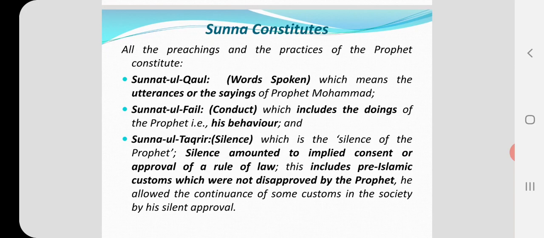Now, a question emerges: how many kinds of sunnahs are there? What constitutes sunnah?